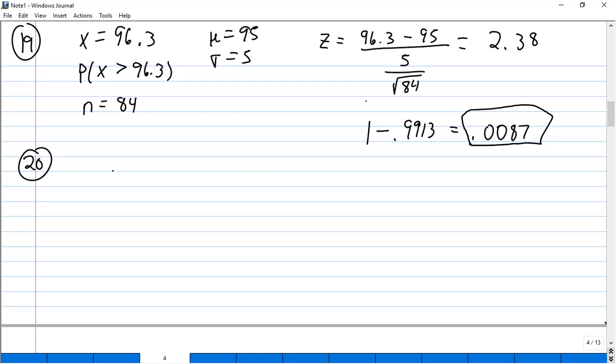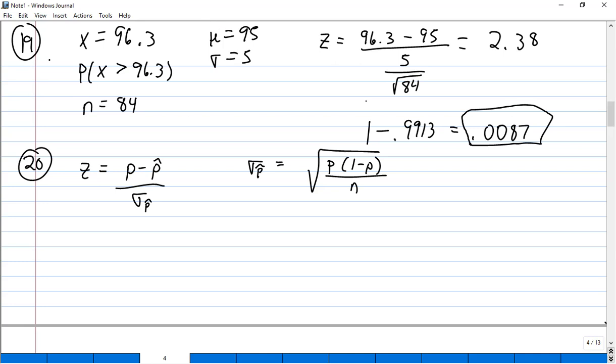So if we have proportions, z is going to be equal to p minus p hat divided by sigma sub p hat. Okay, and sigma sub p hat, you have to find it. That's equal to the square root of p times 1 minus p divided by n. All right. So usually that's some crazy decimal because you have to do that and then take the square root of it, and it's a really small decimal. We'll see what it is on this problem.